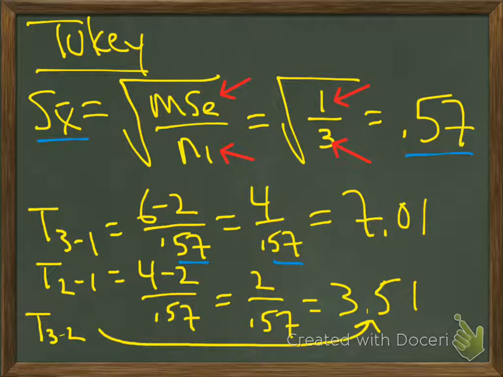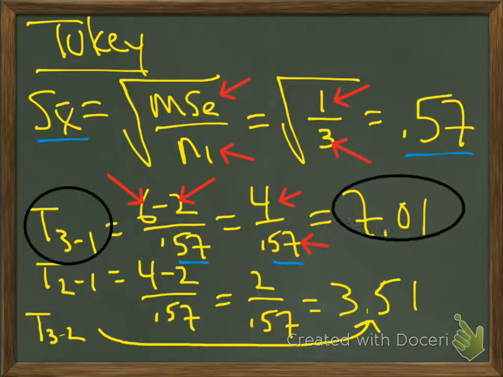Now, this right here is how you do the symbol. So that big T means Tukey test, and 3 minus 1 means group 3 compared to group 1. Group 3 had a mean of 6. Group 1 had a mean of 2. So what you end up with is 6 minus 2 is 4, divided by the standard error, and the value you get is 7.01. And that is the observed Tukey value to compare group 3 to group 1.